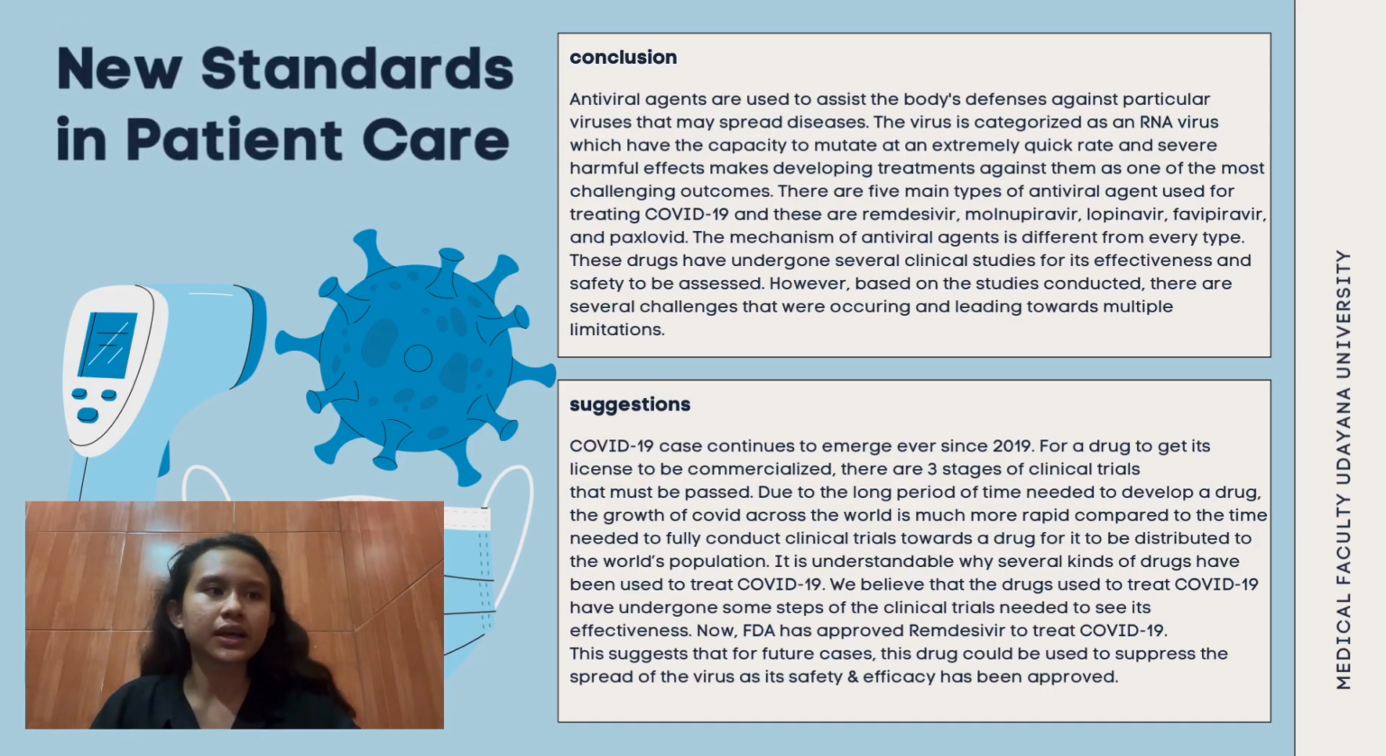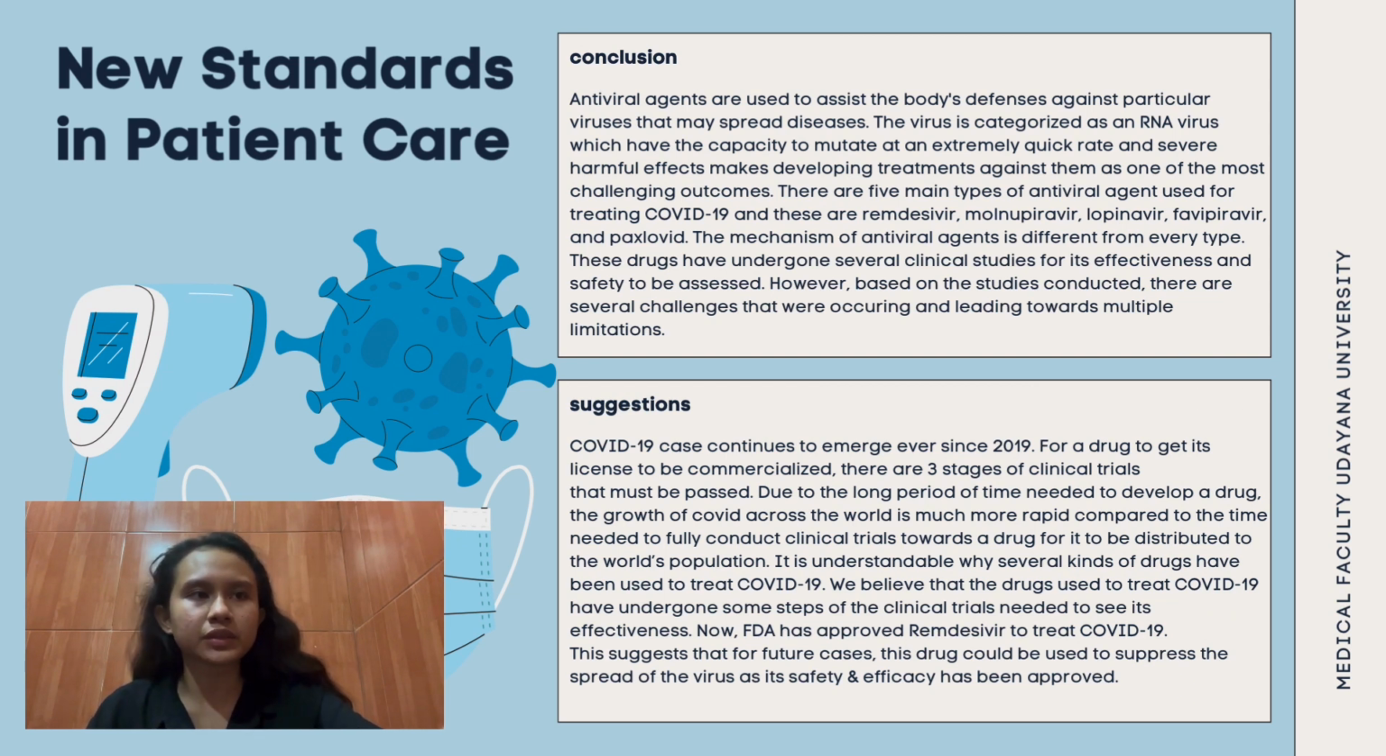So for the conclusion, antiviral agents are medications used to assist the body's defenses against particular viruses that may spread diseases. They are drugs that have been approved by the FDA to be used to treat or prevent viral infections. The fact that coronaviruses are categorized as RNA viruses, which have the capacity to mutate at an extremely quick rate and cause severe harmful effects, makes developing treatments against them one of the most challenging outcomes.